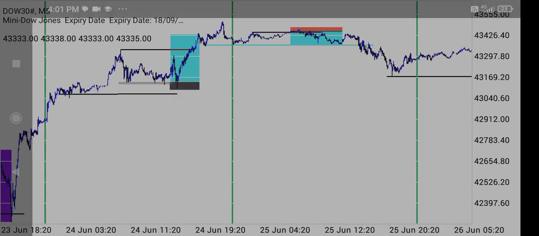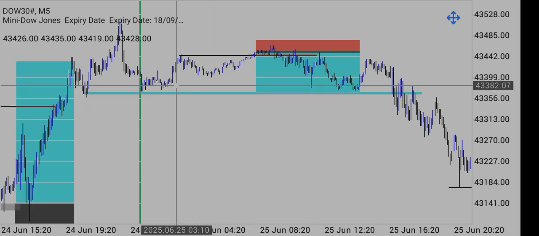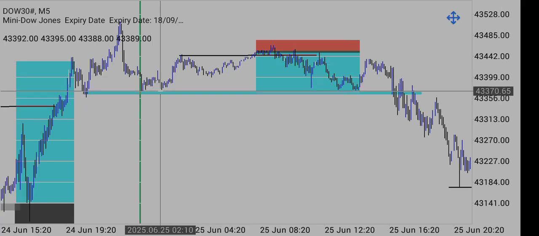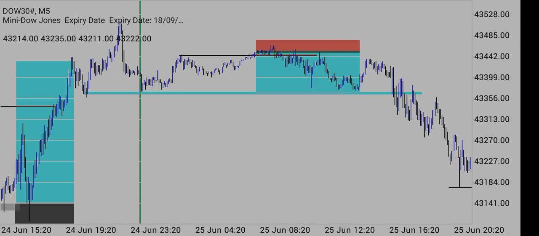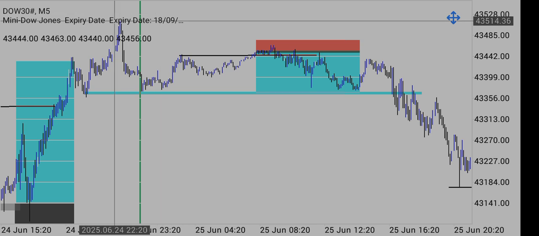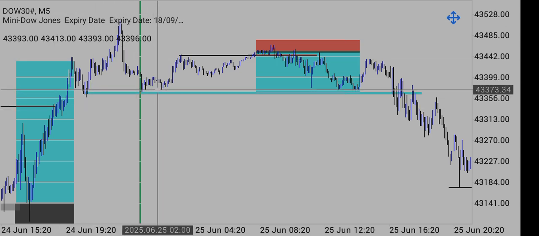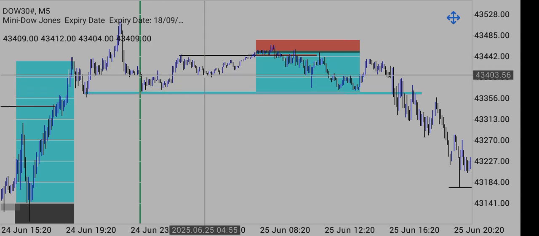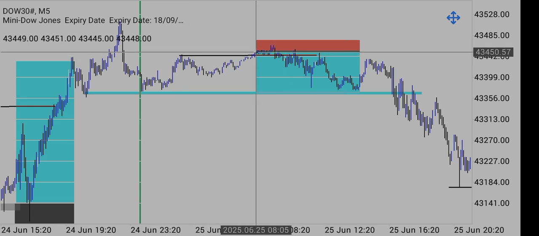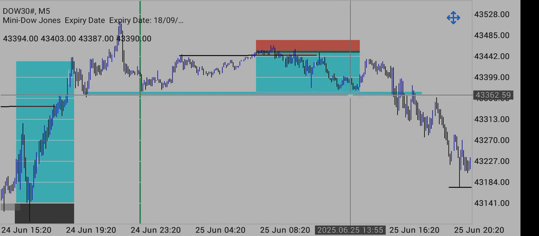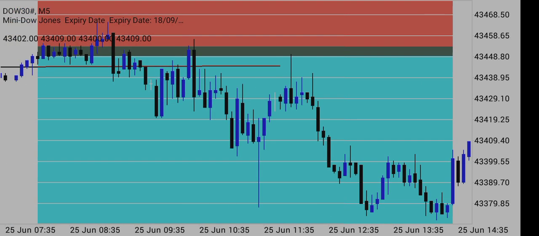Okay, so price opens, goes high. This was previous day liquidity. This was previous day high liquidity. Price opens, goes high, goes low, takes the buy side liquidity, sweeps, and then goes to take the sell side liquidity. How easy it is to understand the liquidity concept.